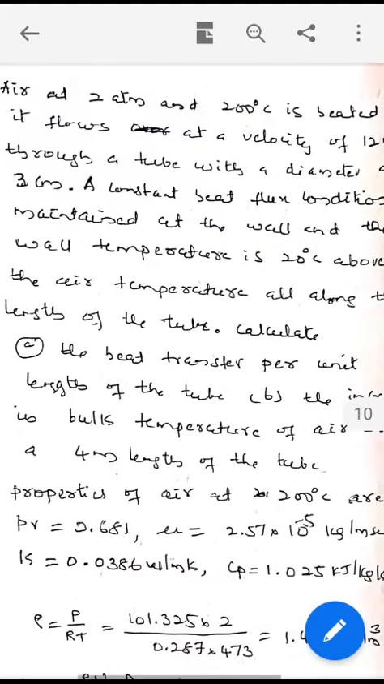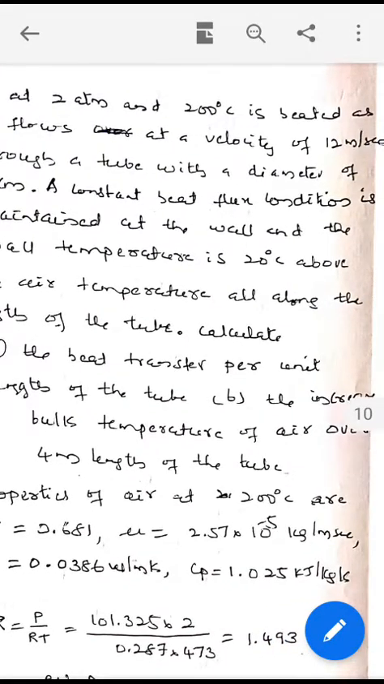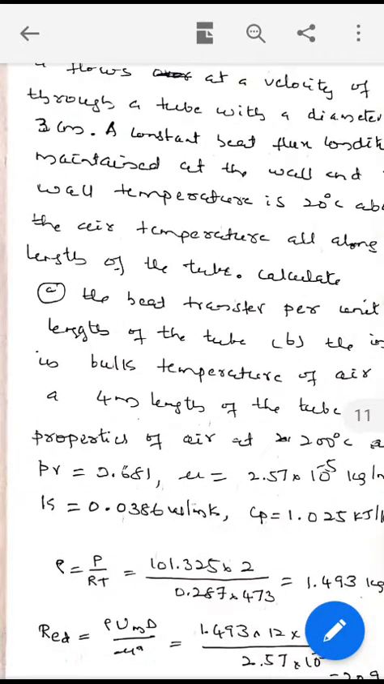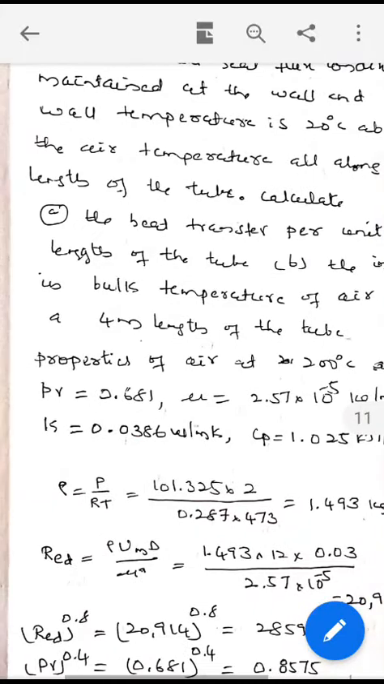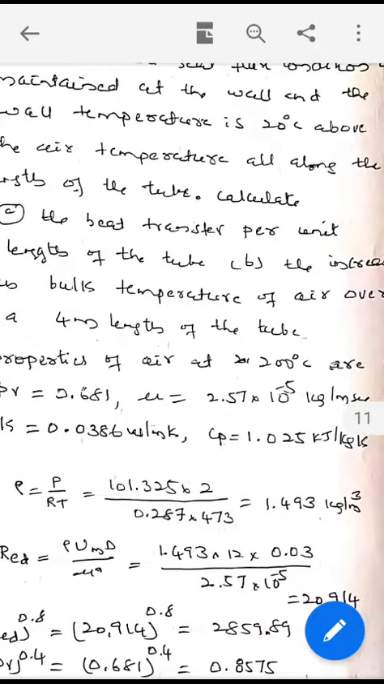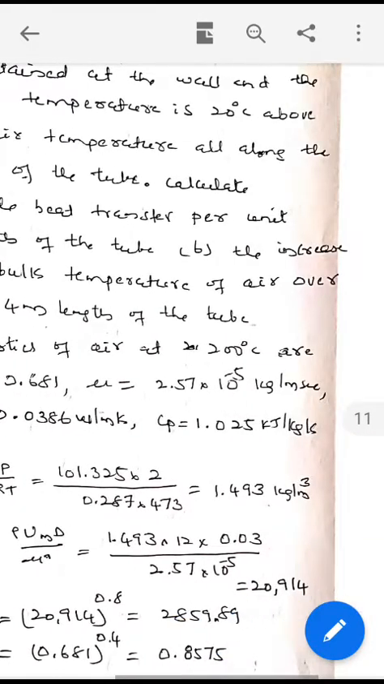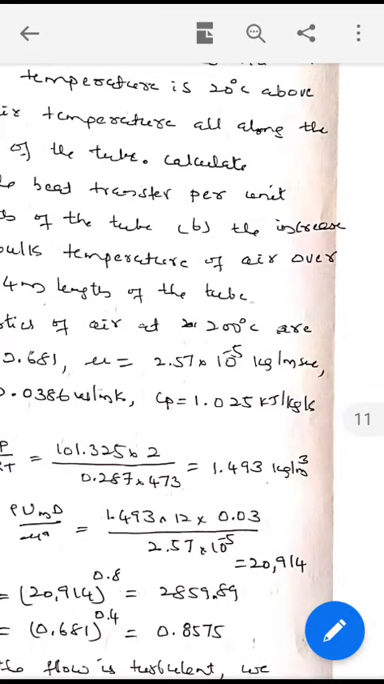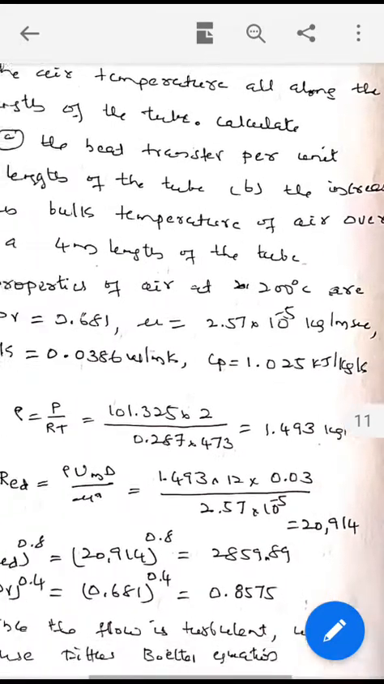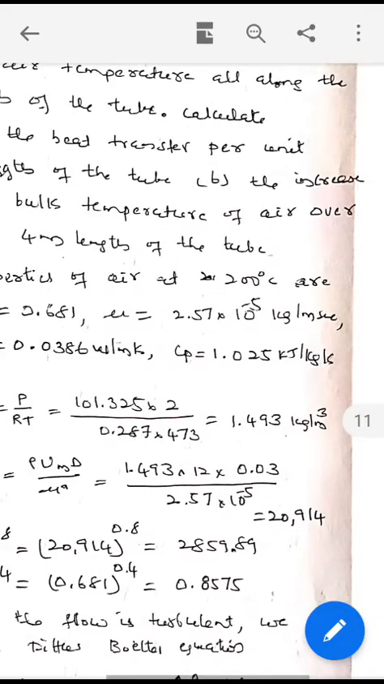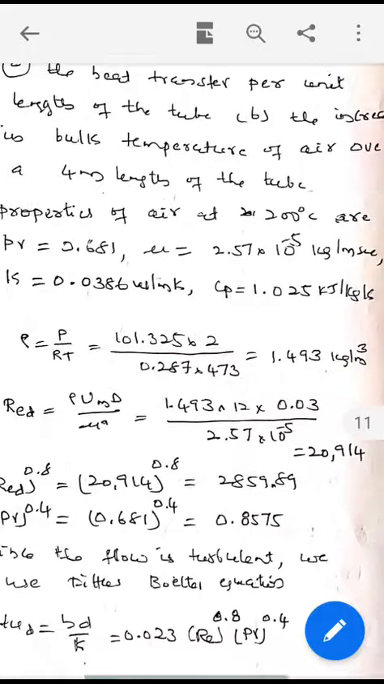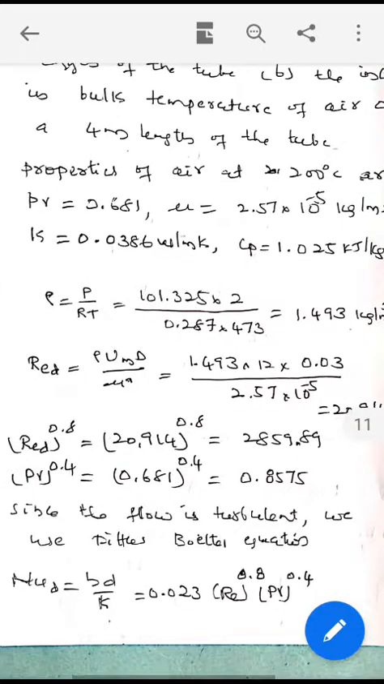A constant heat flux condition is maintained at the wall and the wall temperature is 20 degree centigrade above the air temperature all along the length of the tube. Calculate first, A, heat transfer rate per unit length of the tube. B, increase in bulk temperature of air over 4 meter length of the tube. Properties of air at 200 degree centigrade are given: Prandtl number, mu, K and Cp.